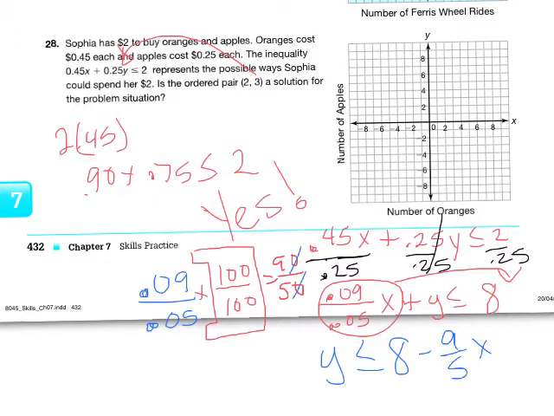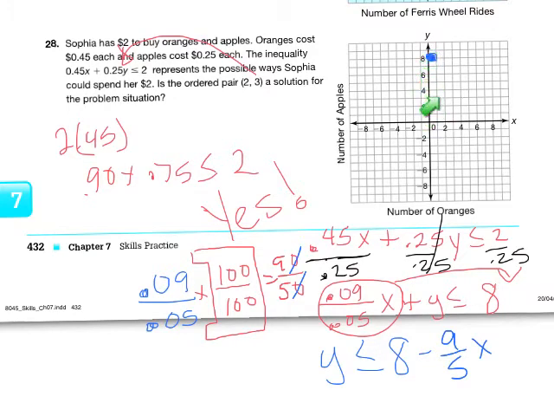So, where is our first point? Our first point is the y-intercept, which is 2? Is it 2? No, I think it's 0.8. I thought we decided it was 8. Okay, so it's actually 8, a solid 8. And what's the slope? The slope is 9/5. Down or up? Down 9/5.